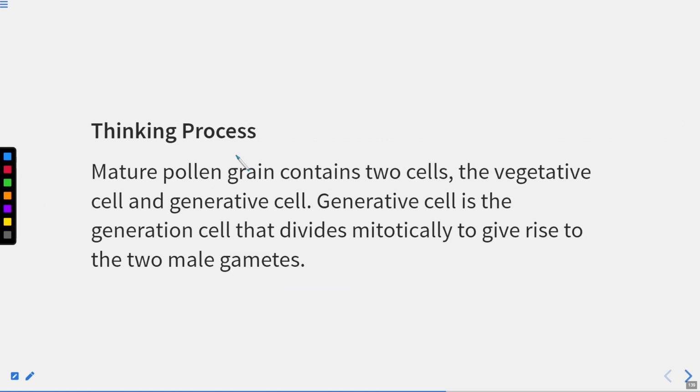Now, a mature pollen grain contains two cells. The first one is the vegetative cell, the second one is the generative cell. This we already know. Now, the generative cell divides mitotically to give rise to two male gametes. This also you already know.